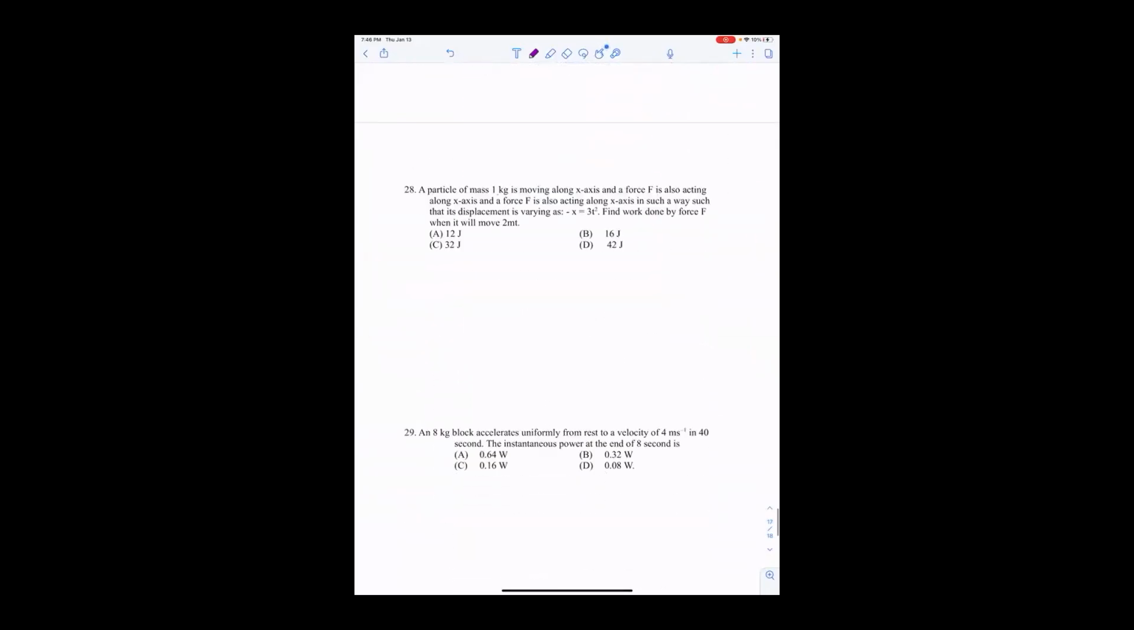A particle of mass 1 kg is moving along the x-axis and the force F is also acting along the x-axis in such a way that its displacement varies. It is given that x is 3t squared. Find the work done by the force F when it moves 2 meters. Either you can say work done is change in kinetic energy, or work done is integral F dot ds, or in this case F dot dx.